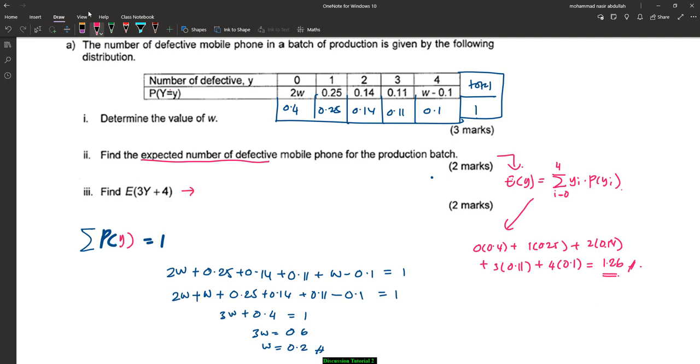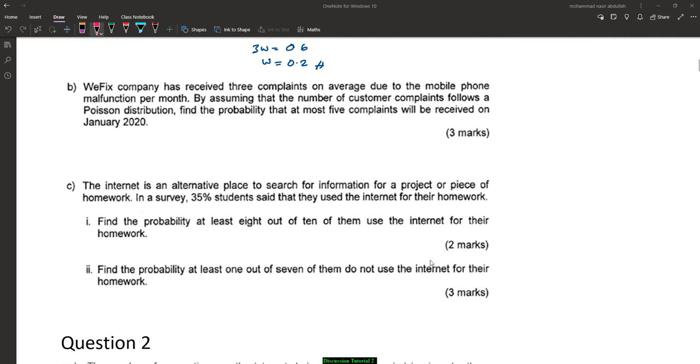So to find expected of 3y plus 4, it should be equal to 3 expected of y, plus 4. So this one should be 3 multiplied with 1.26 plus 4, which should be equal to 7.78. Very simple, right? Okay, you got the same answer? Yes. Alright.